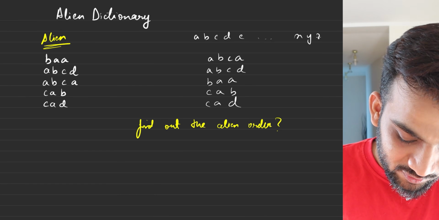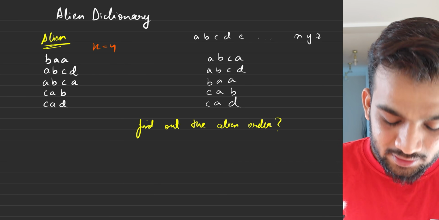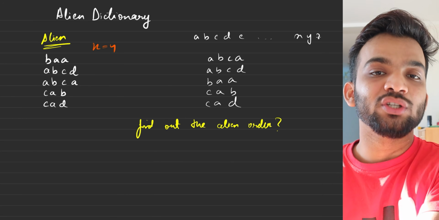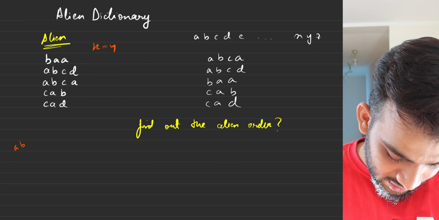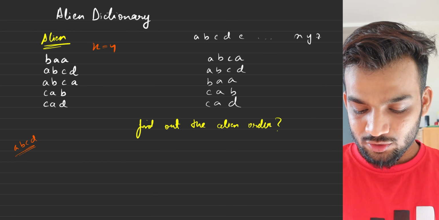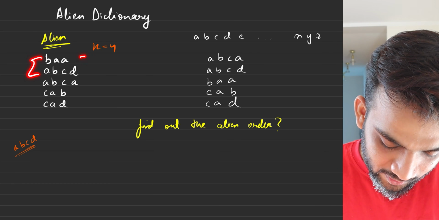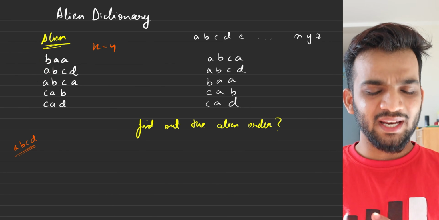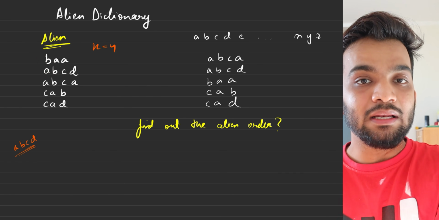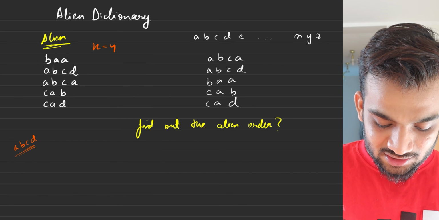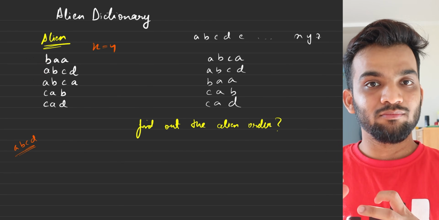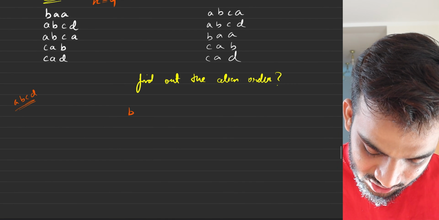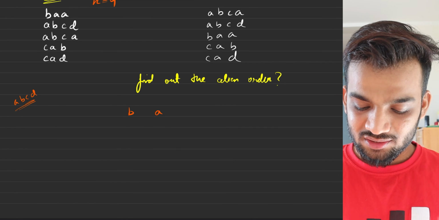And over here, they've clearly stated that K is 4. That means the alien order will have the first 4 alphabets from the English dictionary, which are A, B, C, D. You just need to order them. If you carefully see, this couple of strings are differentiated by B and A. So can I say B appears before A in the alien order of the dictionary? That is the reason BAA is before ABCD. That's because B appears before A. So thereby, in the alien order, B appears before A. I can definitely say this.